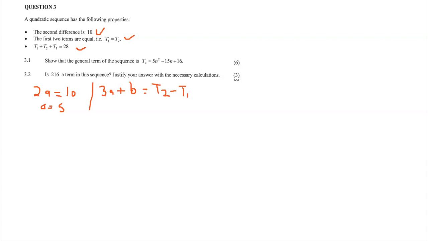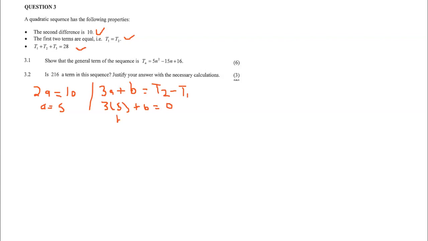To simplify, I need to find b now. We know that a is 5, so I'm going to put 5 with this a, close the bracket, and then plus b, which we're looking for. Then t2 minus t1 gives us 0 because they're the same term. So this will be 15 plus b.